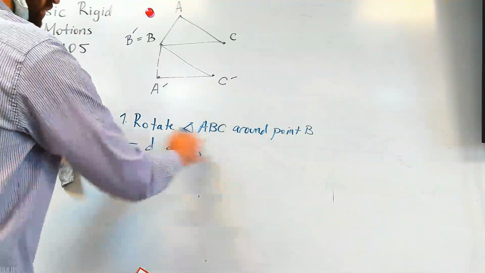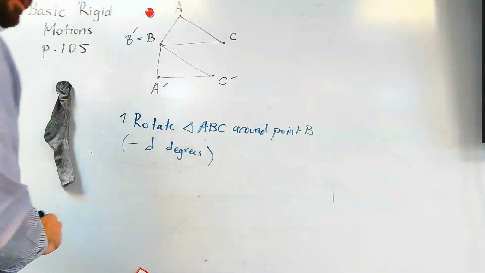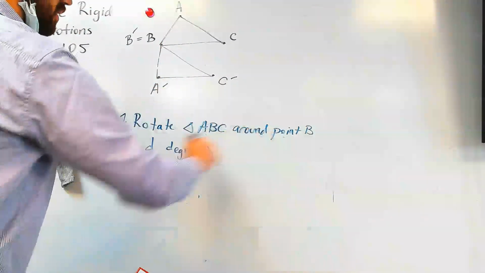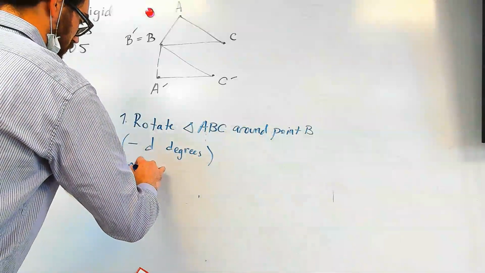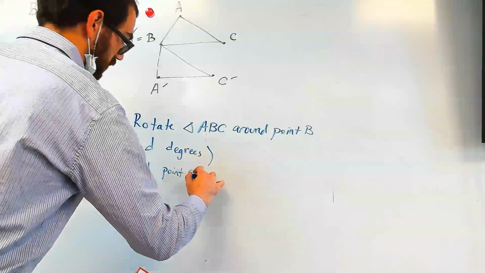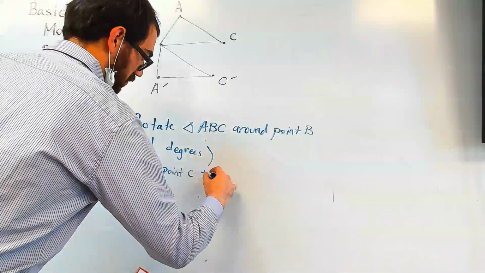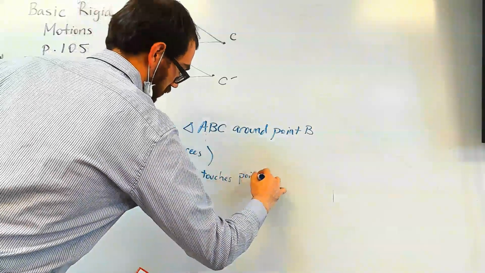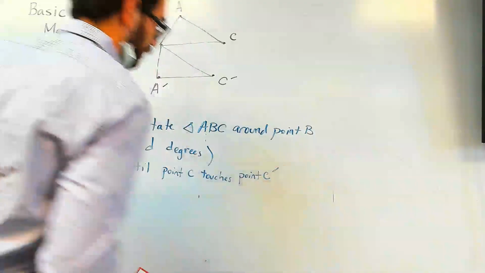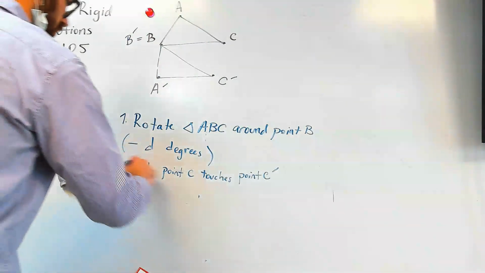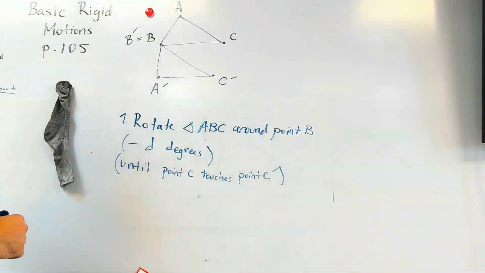You could also replace this with: you're going to rotate triangle ABC around point B until point C touches point C prime. Okay, so both of these would have been good.